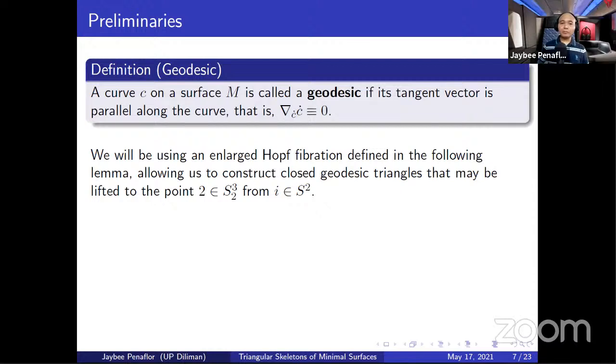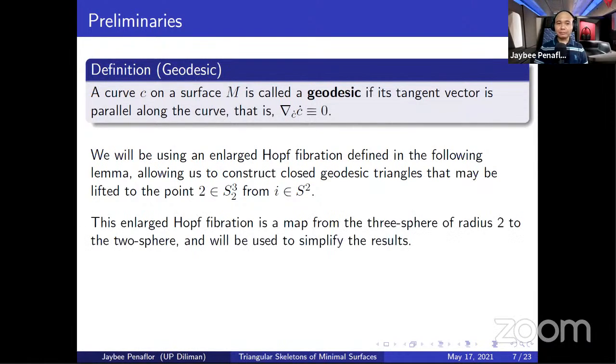And now we will also be discussing the enlarged Hopf fibration. The Hopf fibration is defined in the lemma. This allows us to construct geodesic triangles that are closed. It's important that the geodesic triangles are closed, and that these triangles on S2 need to come from the point I, and then they will be lifted to triangles in S3 that contain the point 1.